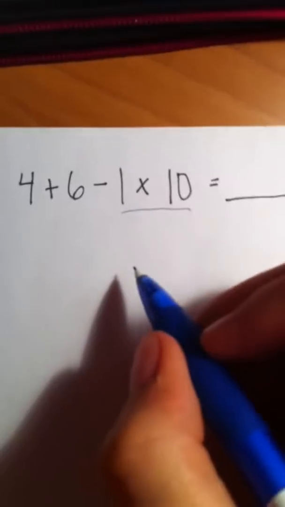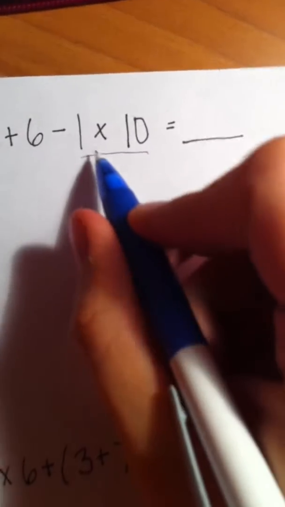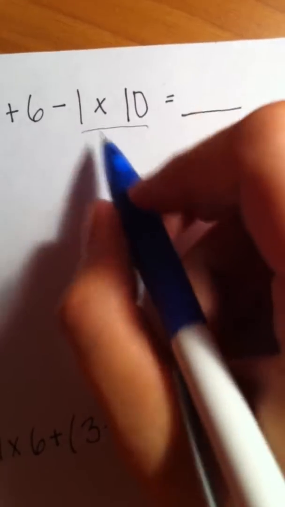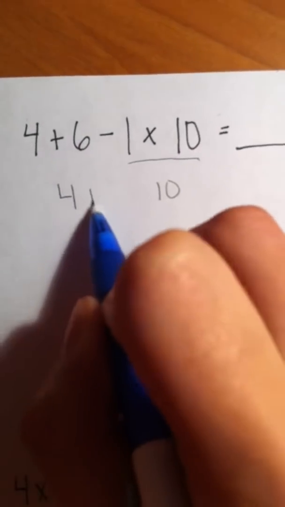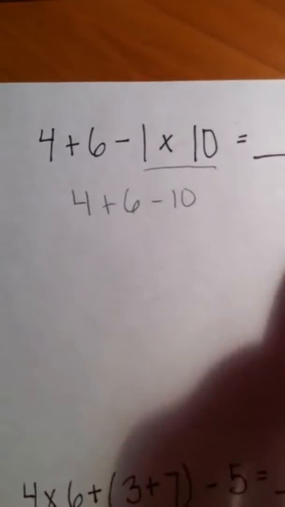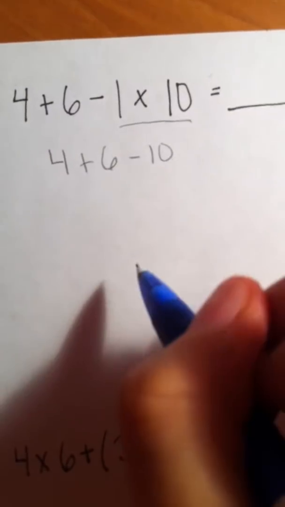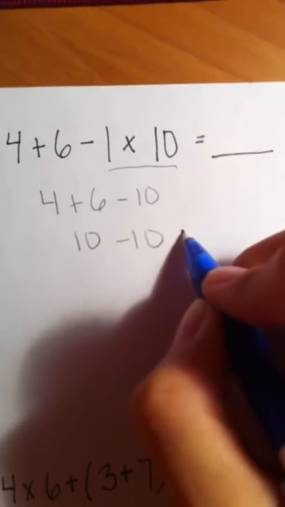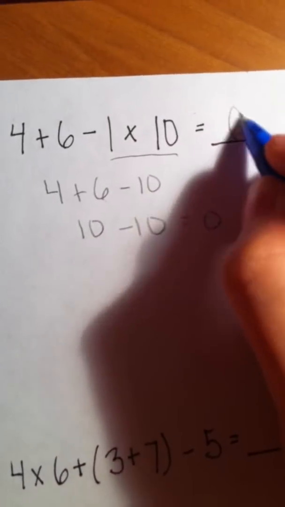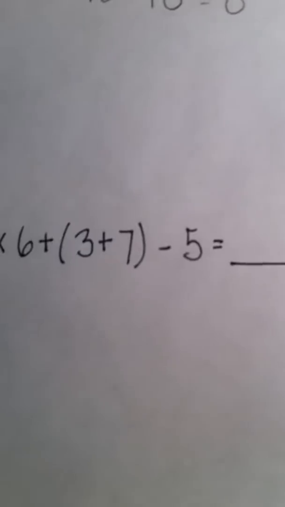So we'll go back up here, and on this one you'll see that 1 times 10 is 10, and then you just fill in the rest. So 4 plus 6 minus 10. And once you get to this part, you can just read from left to right and go through and add and subtract. So 4 plus 6 is 10, and then 10 minus 10 equals 0, and then you'll put your answer right there.